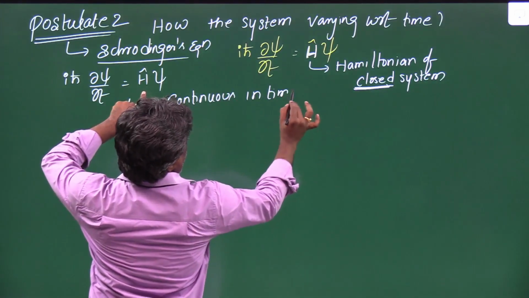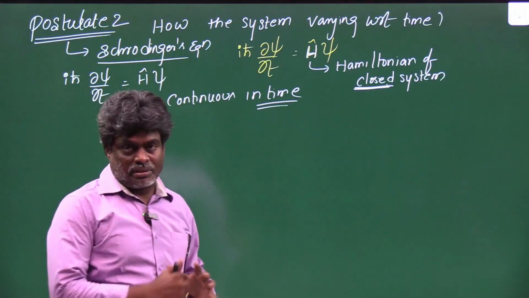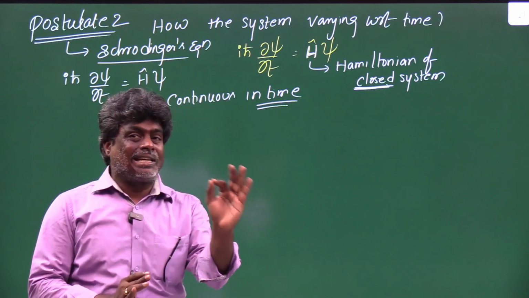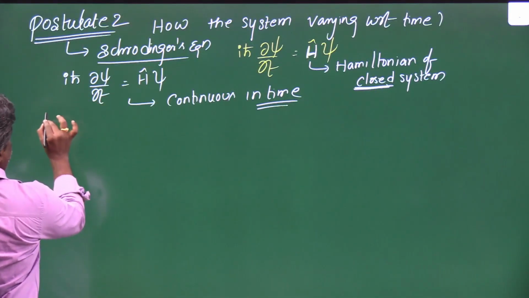Continuous in time. That means it takes all values from 0 to infinity, all continuous in time. But our quantum computation is based on a discrete system, discrete states. That's why we have to rewrite this.